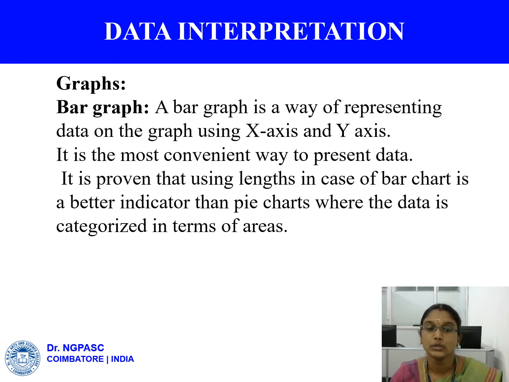Next one, the bar graph. A bar graph is a way of representing data on a graph using the x-axis and y-axis. A bar graph has both vertical and horizontal axes. It is a convenient way to present data. It is proven that using length, as in a bar chart, is better than a pie chart, where the data is categorized in terms of areas.